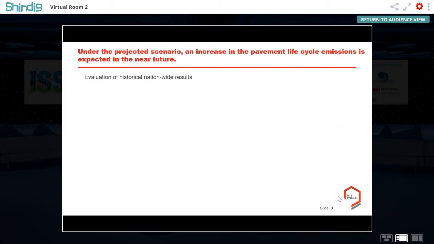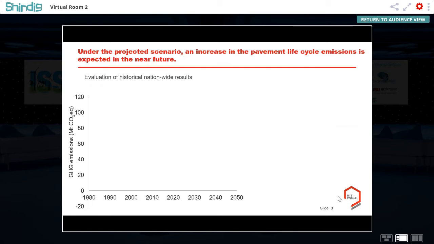So here is the result, where we incorporated both the historical and the projected results that we expect up to 2050. Here on this chart, you can see the annual GHG emissions of the pavement network in the United States, in million tons CO2 equivalent, and on the x-axis, you can see the years. First, we start with the embodied impact. The impact associated with the construction materials is on the order of 10 to 20 million tons annually.